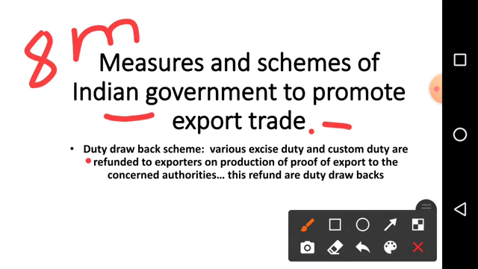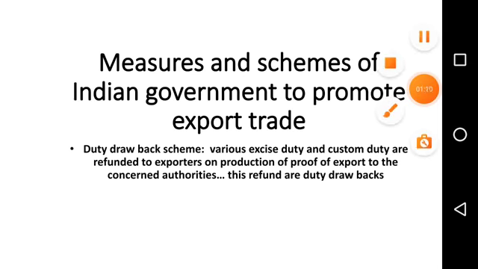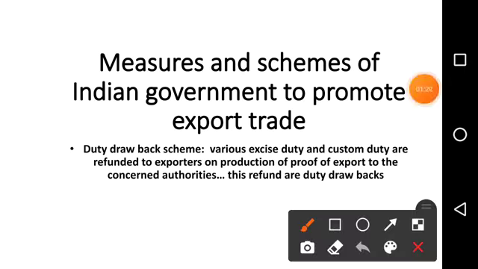Duty drawback scheme. So various excise duty and custom duties are refunded to the exporter on production of proof of export to the concerned authority. Okay, see, who is an exporter? The exporter is the one who is selling the goods to another country. So he has to pay certain duties, isn't it? Like excise duty, custom duty, they are taxes. The exporter has to pay them.